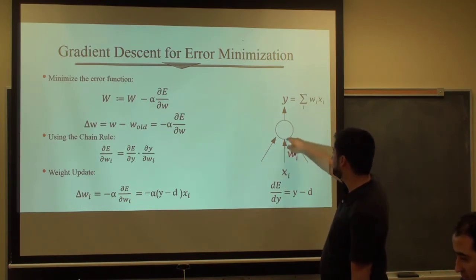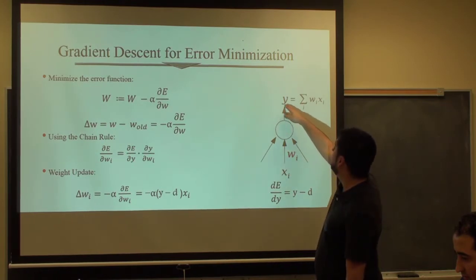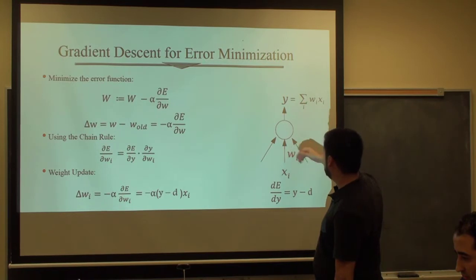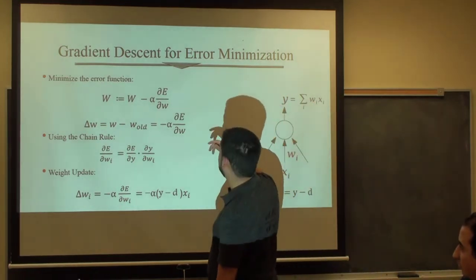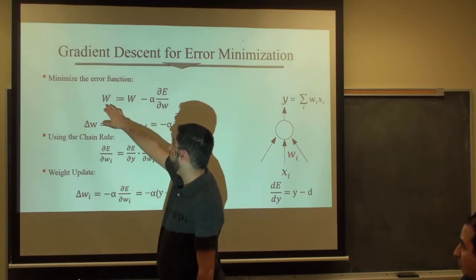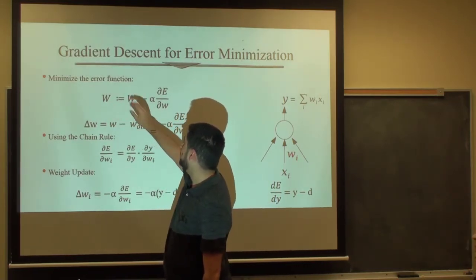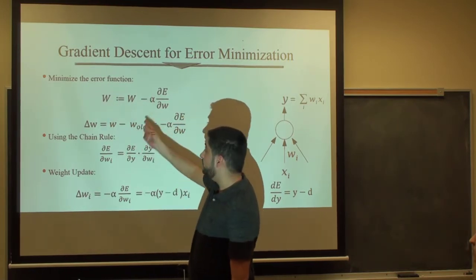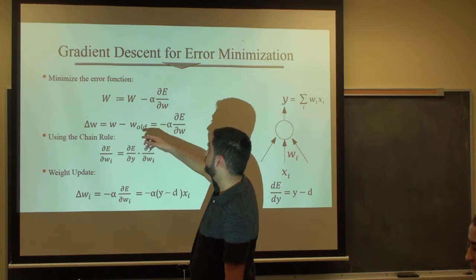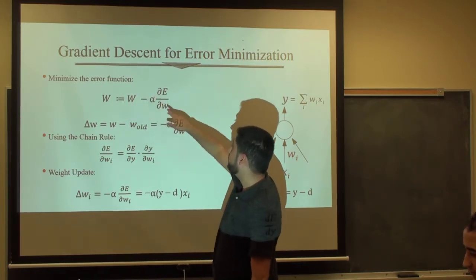We know we have X, the input, and W, which is the weight. Then we have the output, which is just the sum of the weight times X. So if you look back at gradient descent, we have the new value we need to find, which is just the initial value minus some step size times the function.